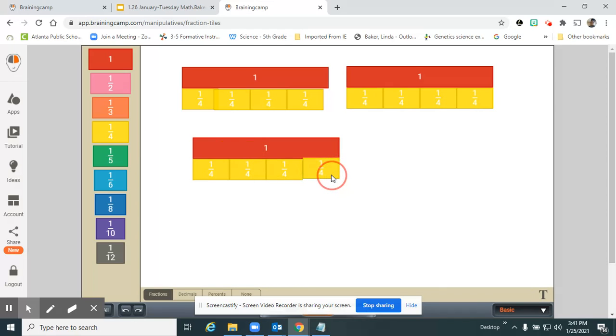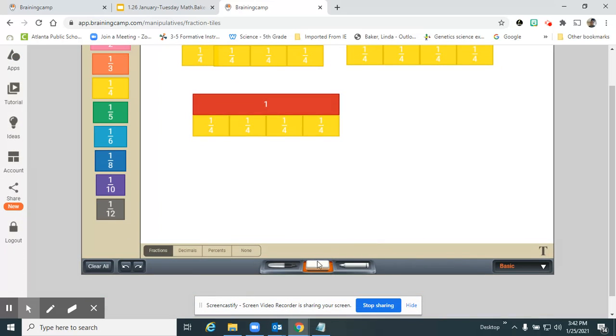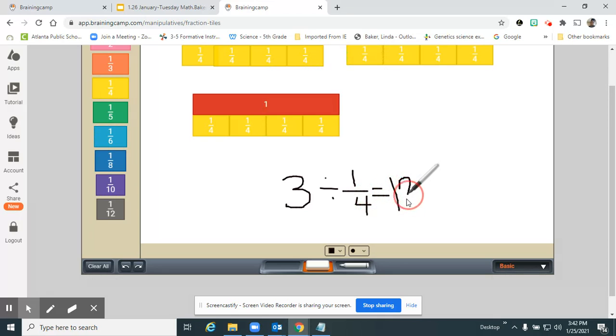So, with 3 pounds of ground beef, Linda can make 4 quarter-sized burgers out of each whole, which gives her 12 quarter-sized burgers. So 3 divided by 1/4 will give her 12 burgers that she can make. 12 quarter-sized burgers that she is able to make.